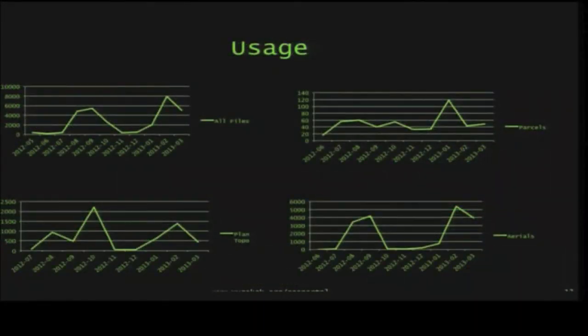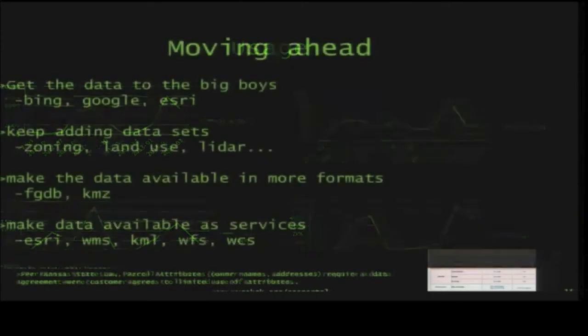I want to show you some usage statistics since we went online in June of last year. Obviously it's up and down. We've got aerials, all the data together, our parcel files. Our parcel data, 70,000 parcels, being downloaded on a regular basis. It was downloaded over 50 times in the first month that we were out there, and that was a cold release. We didn't post or announce it, anything like this, so I was very happy to see that it was out there and being used.